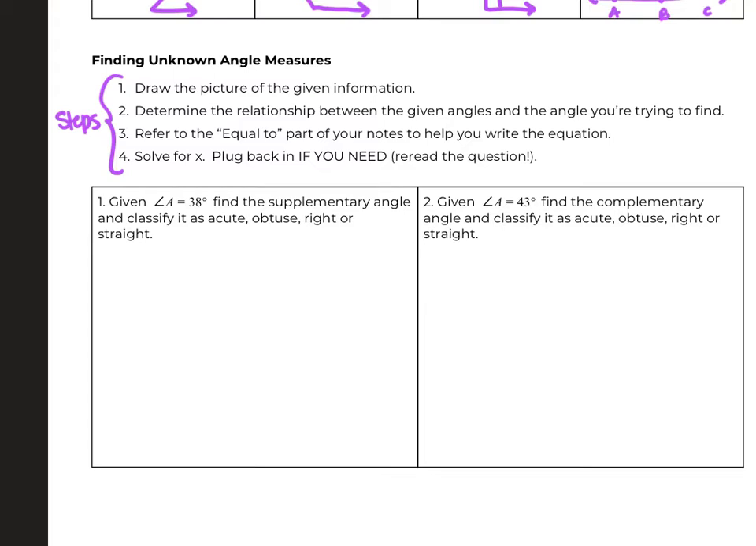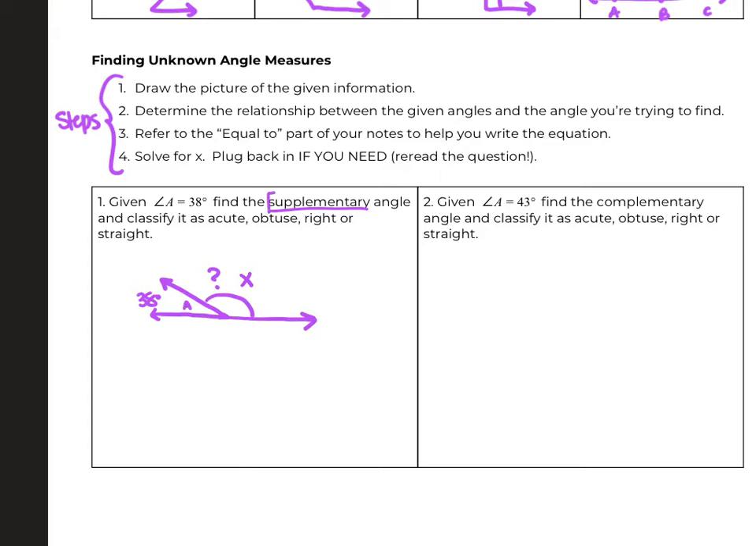So number 1, given angle A is 38 degrees, find the supplementary angle and classify it as acute, obtuse, right, or straight. So I'm going to start with the angle A. So I know 38 is an acute angle. Okay, that's angle A. It's 38 degrees. And it says find the supplementary angle. Okay, well, I know a supplementary needs to come off of that line, off of that angle, and form a straight line. So I am looking for this. Well, if it's a question mark, I can use an X. Right?